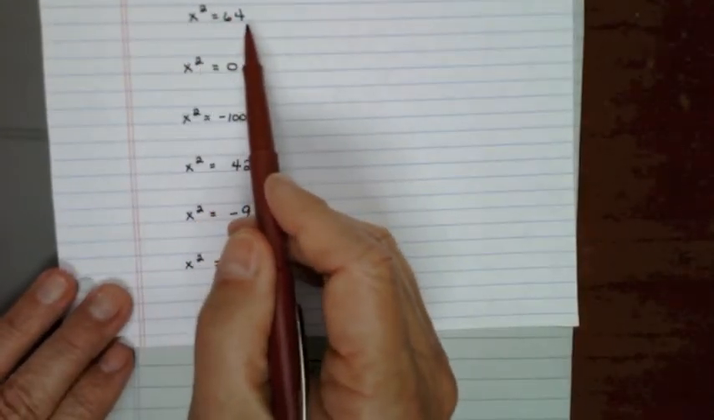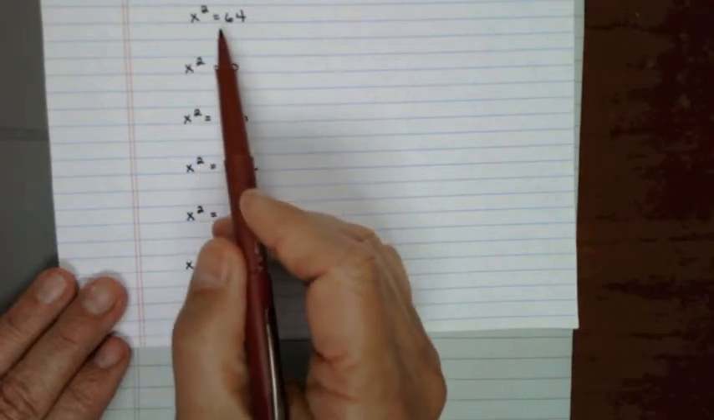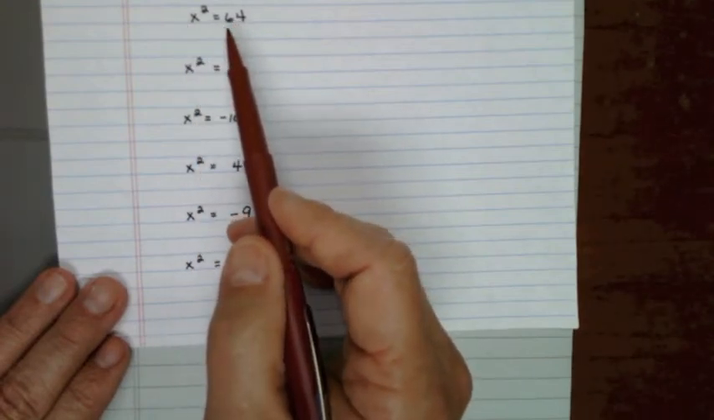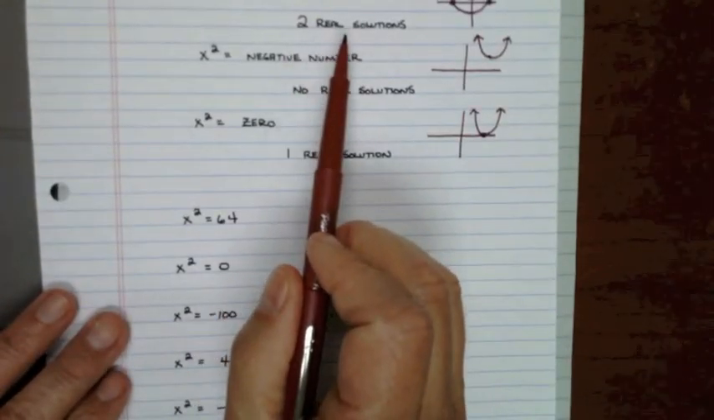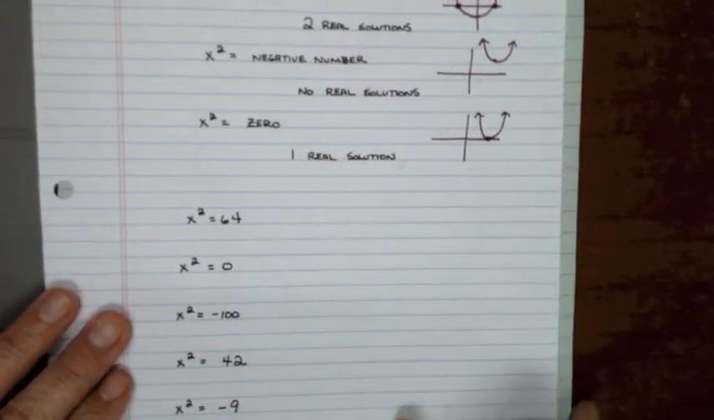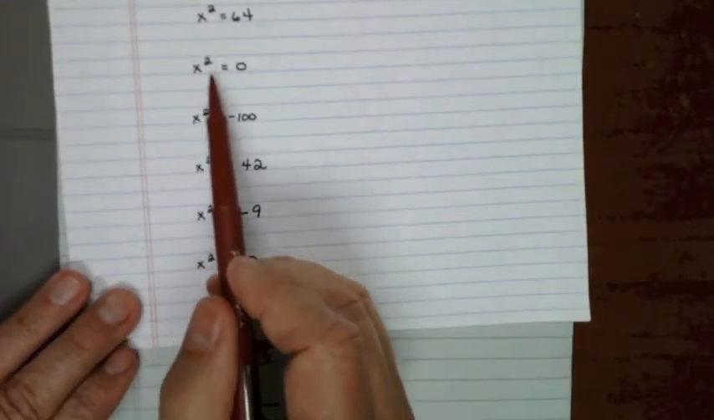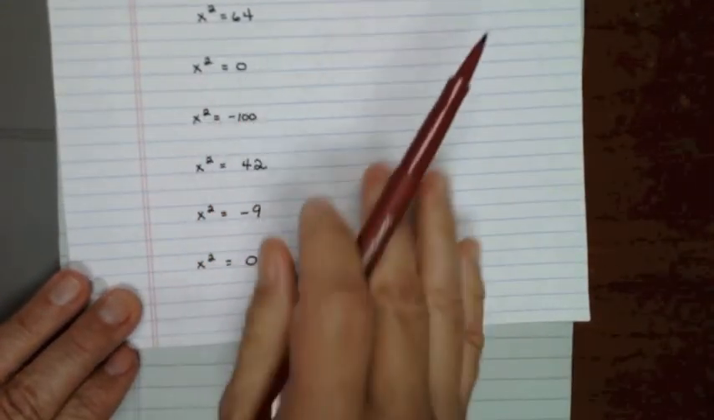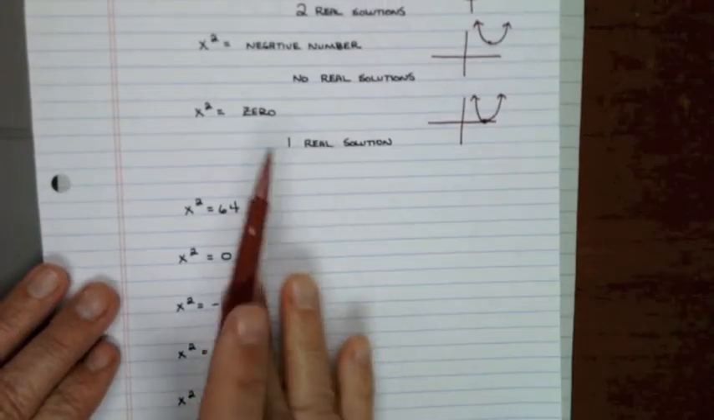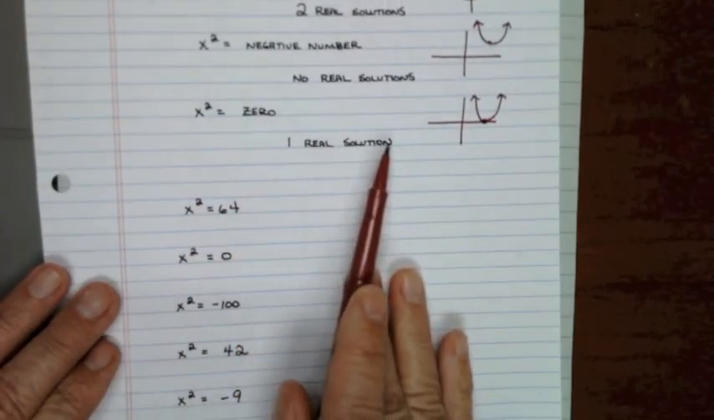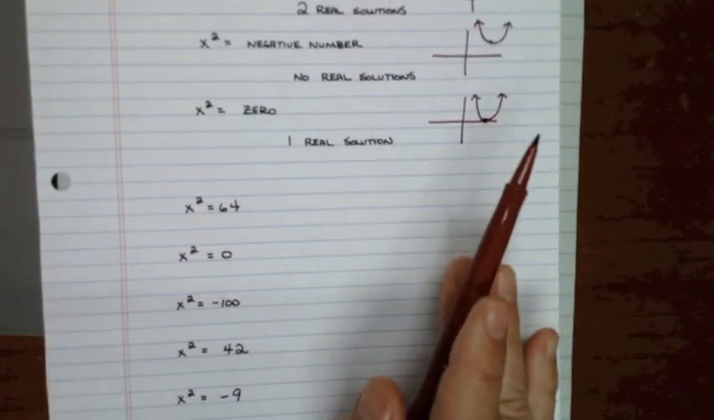X squared is equal to 64. How many solutions does this have? Since 64 is positive, this is going to have two real solutions. X squared is equal to 0. Once x squared is equal to 0, that means you're going to have one real solution. That means it's going to look like this.